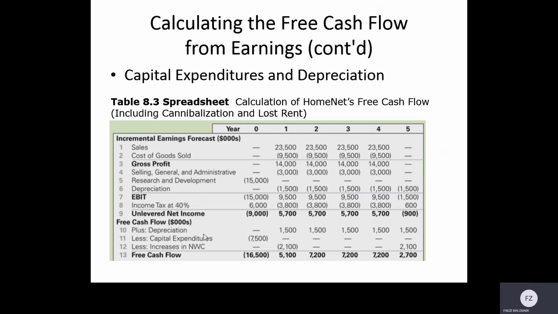Then we subtract the capital expenditure. That means we have to figure out how much we spend on capital expenditure for that particular year, and then we subtract the net working capital. As we'll learn later on, net working capital is the change in current assets minus the change in current liabilities. Only once we've done these two are we able to figure out the free cash flow. The details we are going to go through in the Excel spreadsheet later on.